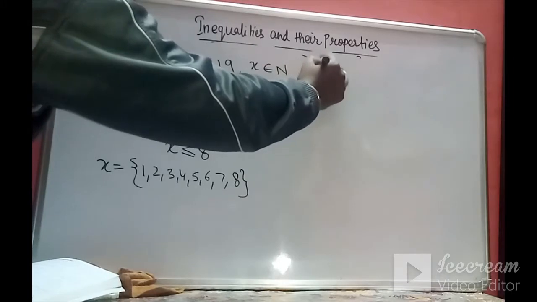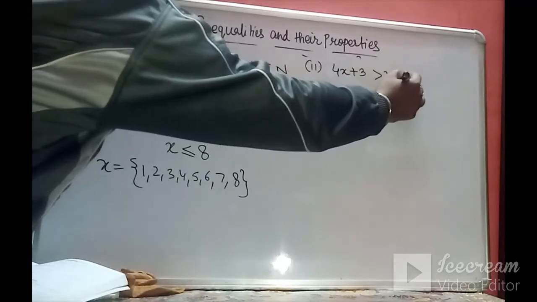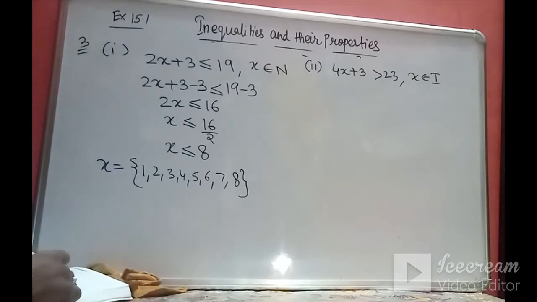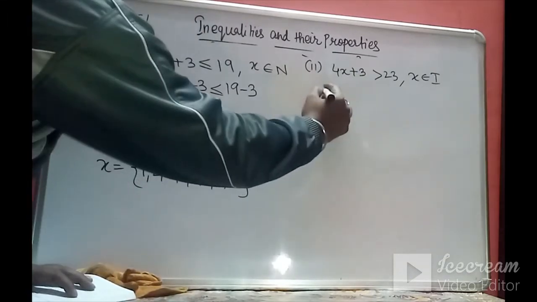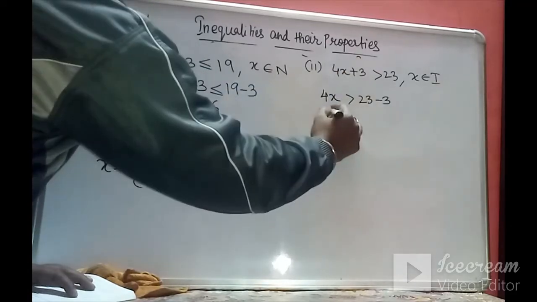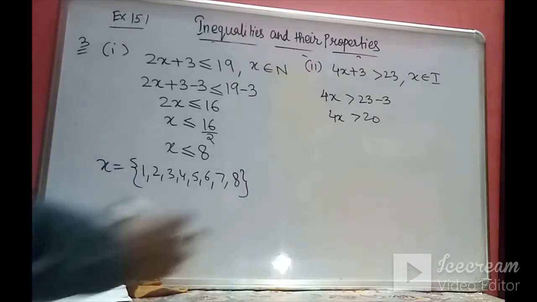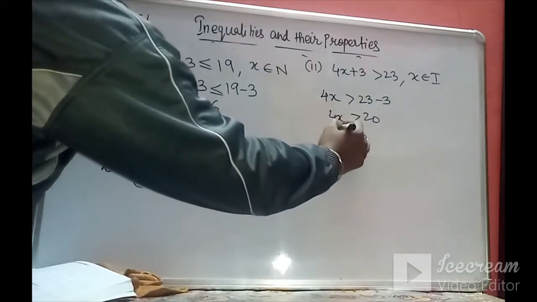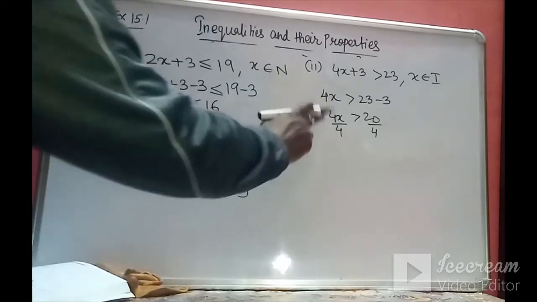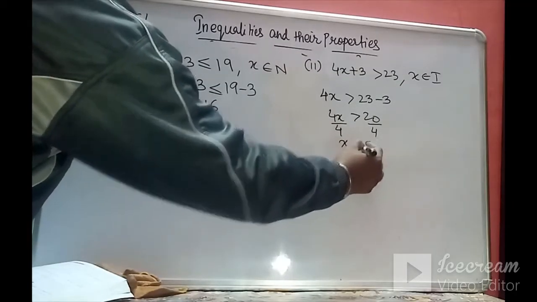Then suppose a question is like this: 4x plus 3 greater than 23, where x belongs to integers. Since it is a positive number, the 3 can easily go across. So you will get 4x greater than 20. Now I am going to divide both sides by 4. This is what we do whenever we solve inequalities. This is a positive 4, so the sign will not change. You will get x greater than 5.